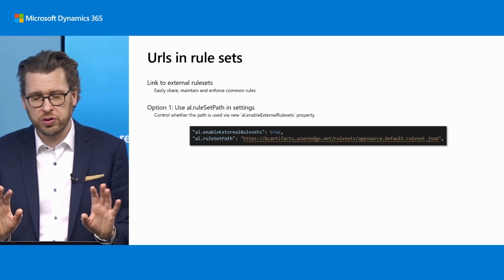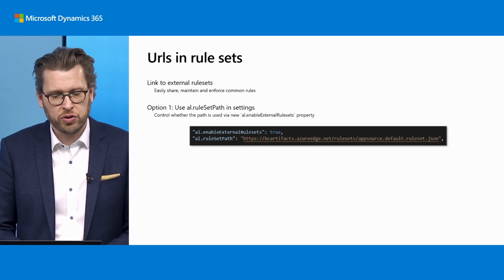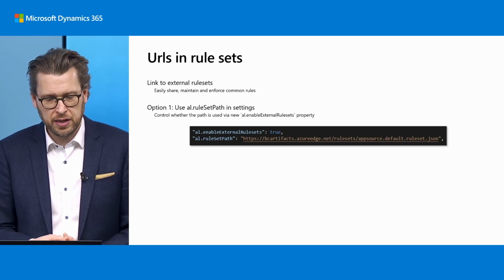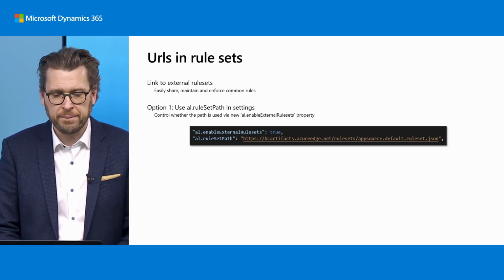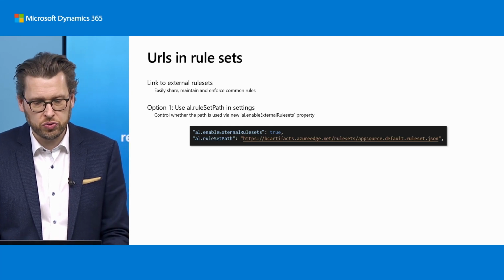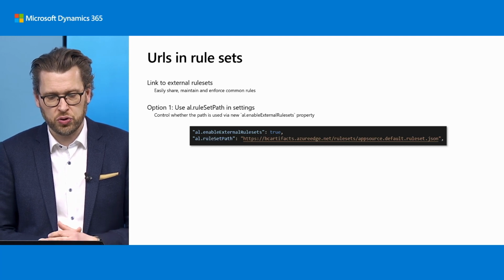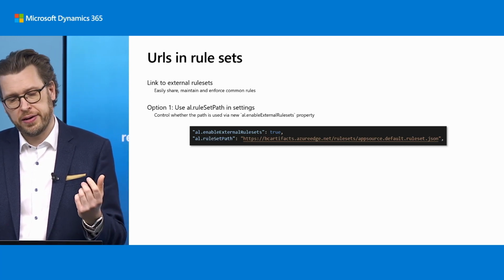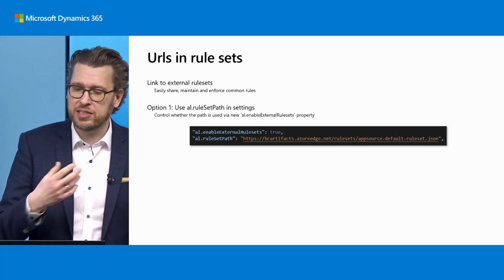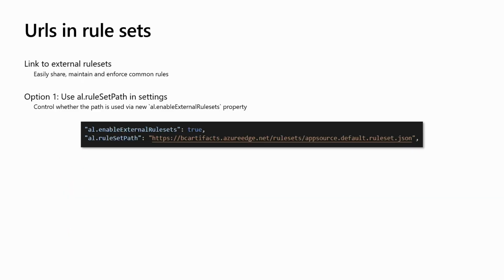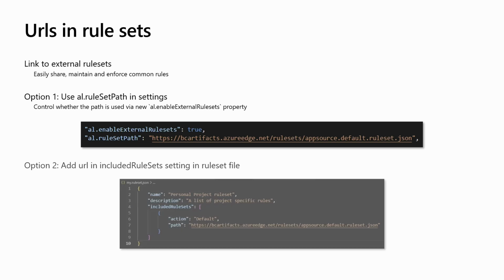And you have two different options that you can use. You can either use the AL.RuleSet path in the settings, where you can specify the path to rules. And there's a property, AL.enableExternalRuleSets, that will control whether you are actually using external rule sets or not. So you can lock that down without changing the rule set path itself.